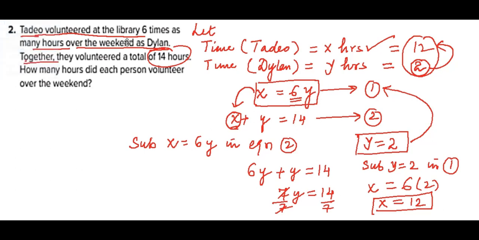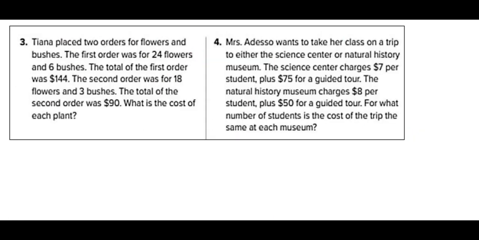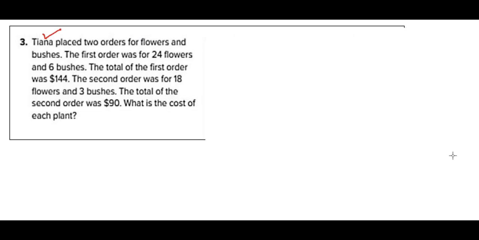So let me delete this and let me take another question. Now the question number 3 and 4. So let me discuss question number 3, what we have to do in this. So question number 3 is, yes, Tiana placed 2 orders for flowers and bushes. She's going to buy flowers and bushes.